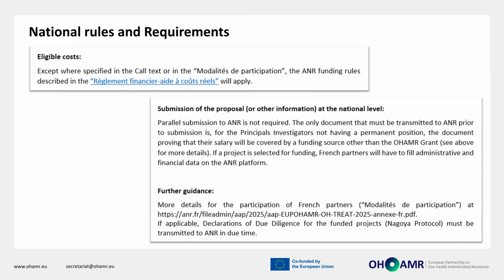Finally, eligible costs are either listed in the annex or can be found in the documentation provided by your funding organization. Some funding organizations may also require, in addition to the application submitted at the EUP OHAMR level, that proposals be submitted at national level, sometimes with additional documents, sometimes without.